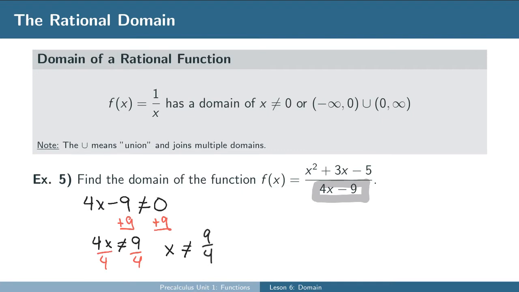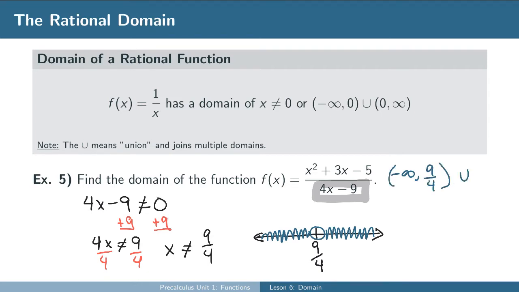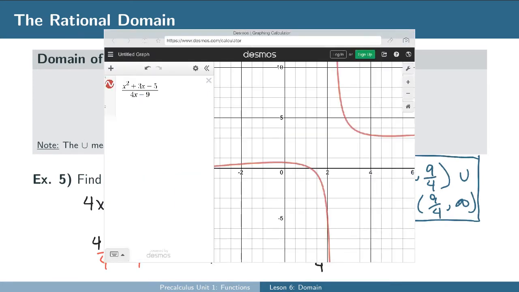Now, again, on a number line, I will plot 9/4. It's an open circle, and everything else is okay, shading both to the left and the right. As an interval, negative infinity to 9/4, and then 9/4 to infinity. Here's the graph, and we can see right here we have an asymptote right at about 9/4.